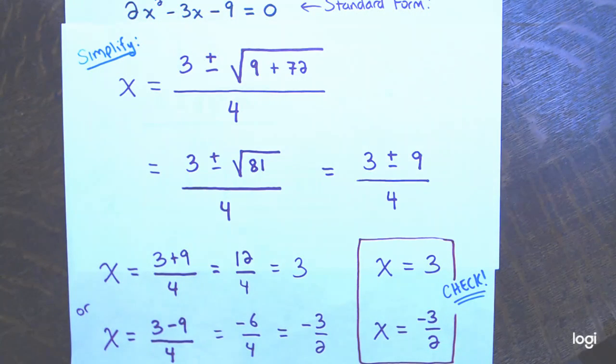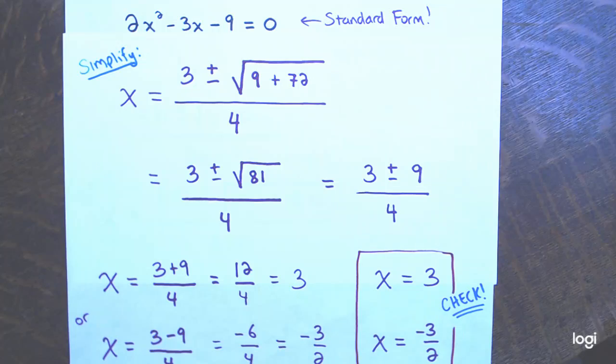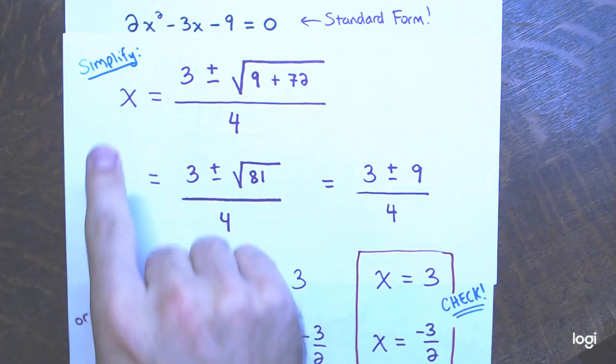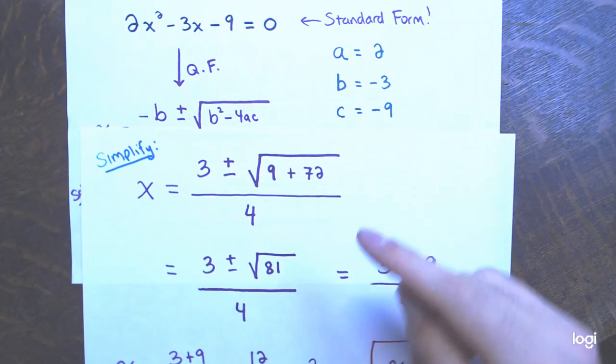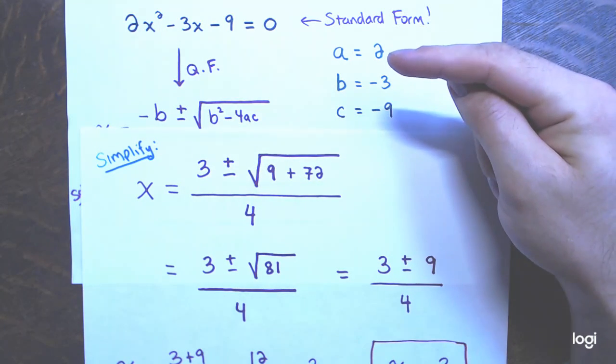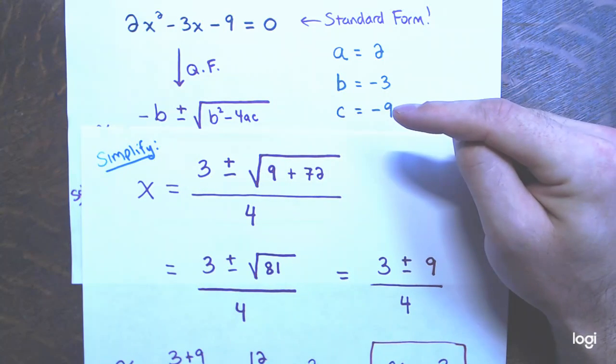All right, so the steps are the following. You put your equation in standard form, right? Everything on one side, 0 on the other, no parentheses. Put it in descending order, right? So you can then identify the a, b, and c, the coefficient of the square, the coefficient of the first power term, and then the constant coefficient.